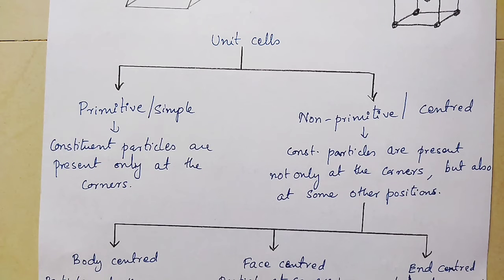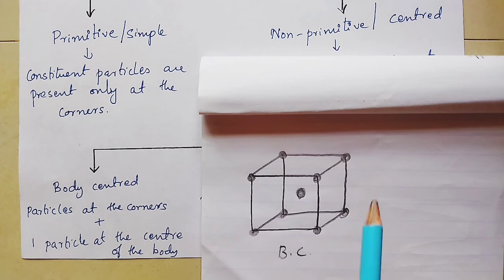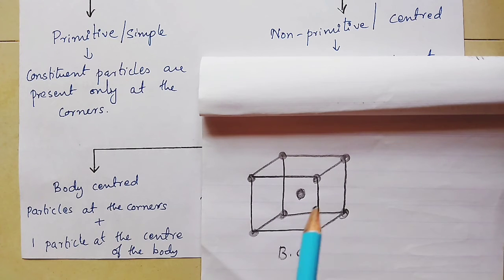But again, depending on the position of that constituent particle, we can classify non-primitive or centered unit cells into three types as body-centered unit cells, face-centered unit cells and end-centered unit cells. We will discuss them one by one. So the first type is body-centered unit cells. Here is a picture of a body-centered unit cell. Here we can find particles at the corners of the unit cell. In addition to that, one particle is present at the center of the body of the unit cell, that is here.